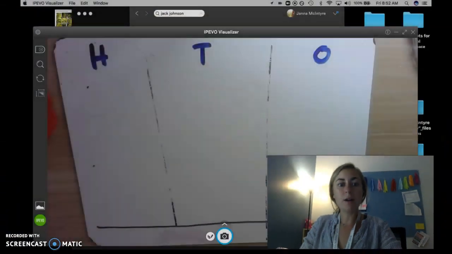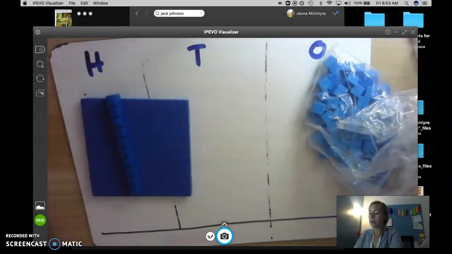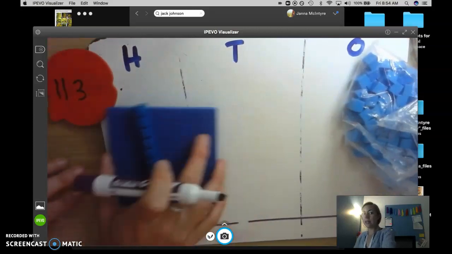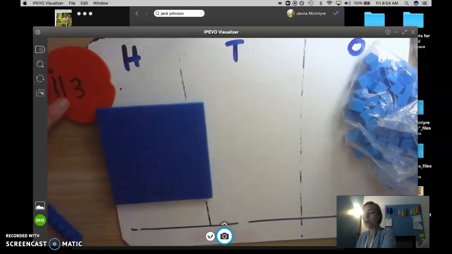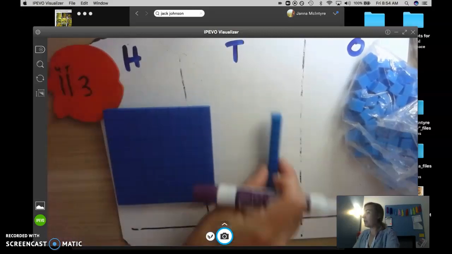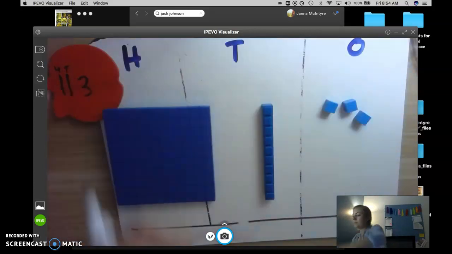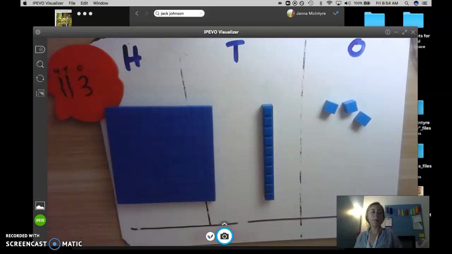So let's start by showing the number 113. I know to show the number 113, I have a 1 in the hundreds place, my digit is 1, a 1 in the tens place, and 3 ones in the ones place. 100, 110, 3 ones, 113.